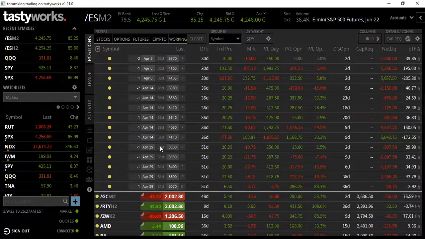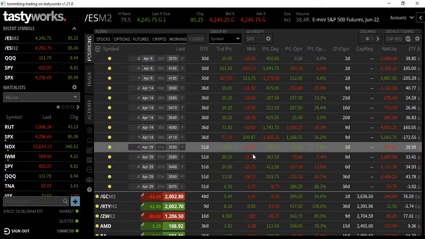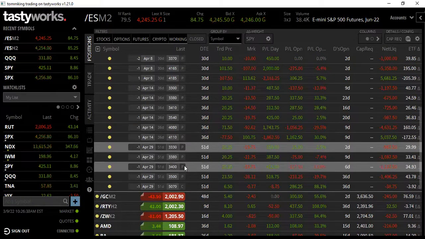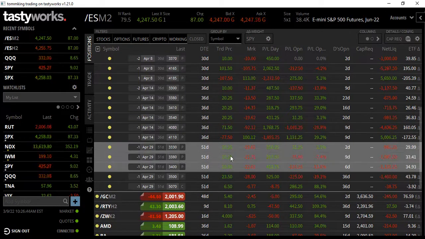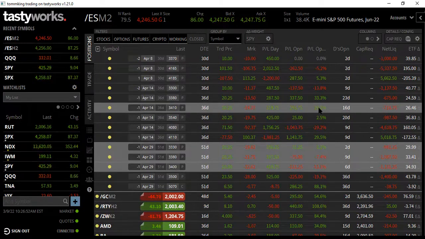Where's the 3330? Here's one of them. So the 3330 is the most recent one we put on. It's up a couple bucks. The next most recent one we put on was at 3,400. This thing's down 100 and some bucks. Then we've got a 3380 in here. This thing's down a whole $70. These are all the more recent ones. And then the 3410. You can see this one's up almost 30% right now on the 3410.